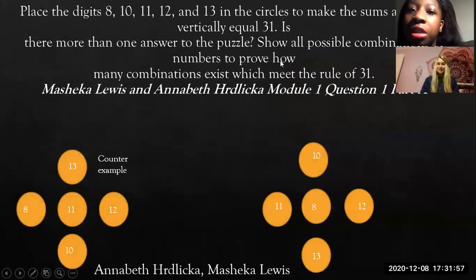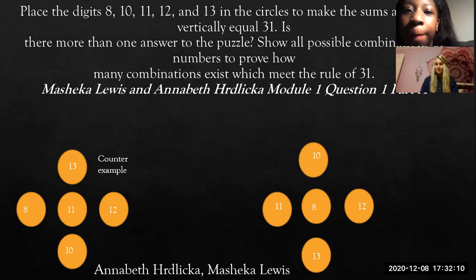So in this module or presentation, we're just reviewing what we already had discussed. For this one, this is from module 1, question 1, part A. And I would like to ask you, why is the 8 so important in the middle?